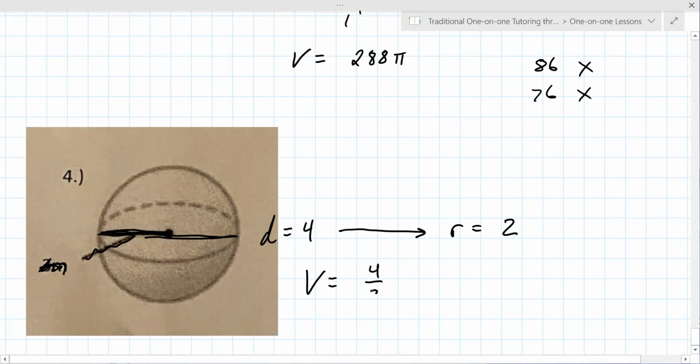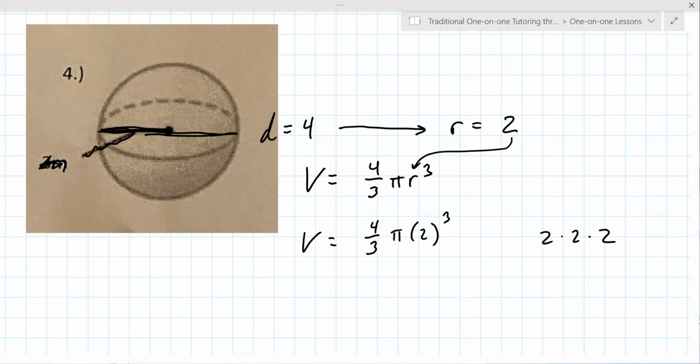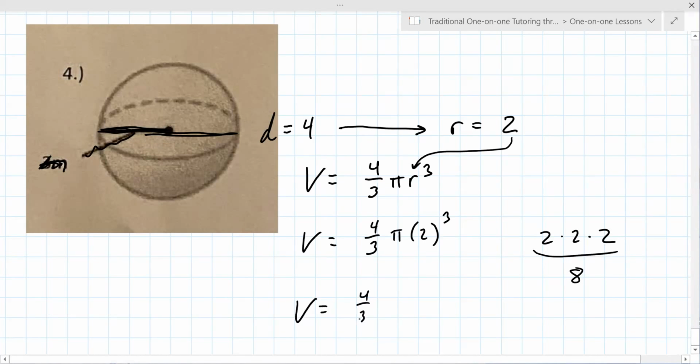Volume is 4/3 pi r cubed. So this time you're putting 2 in for r. Okay, so you do 2 times 3? Nope, you do 2 times 2 times 2. Oh yeah, to the power of 3. Yes. I need to remember that. You want me to solve that? Well, that's 8, right? So that's volume equals 4/3 times pi times 8.